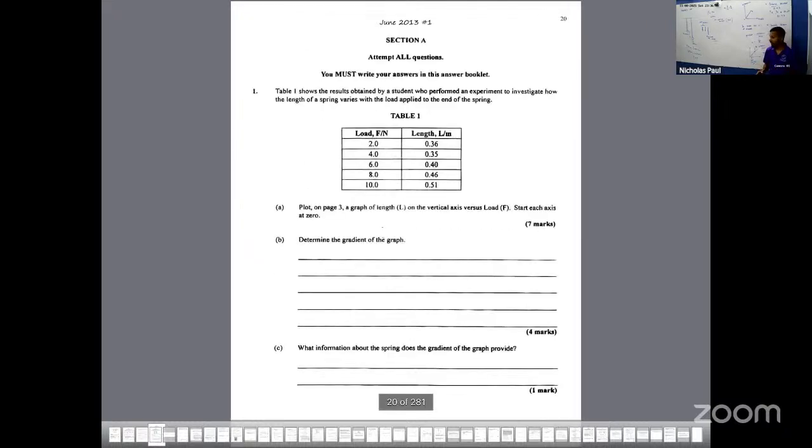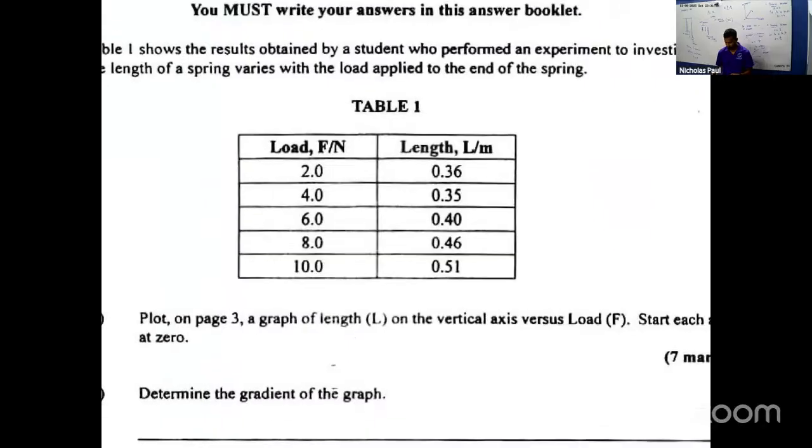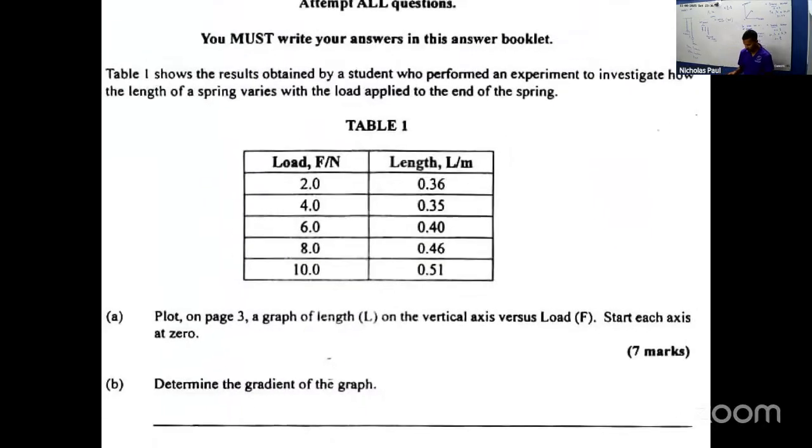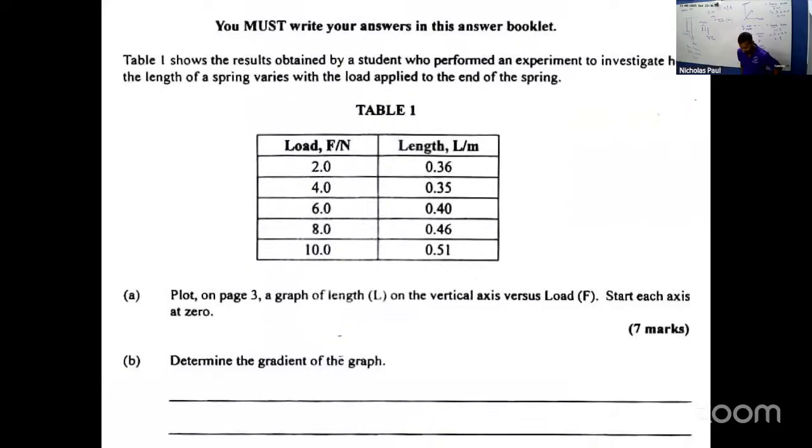All right, if I go to the topic by topic on page 20, we're doing that. So we have load versus length. Let's see if we can do this in 15 minutes. Take your time, sketch the graph. Who has graph paper? Okay, lend them one.